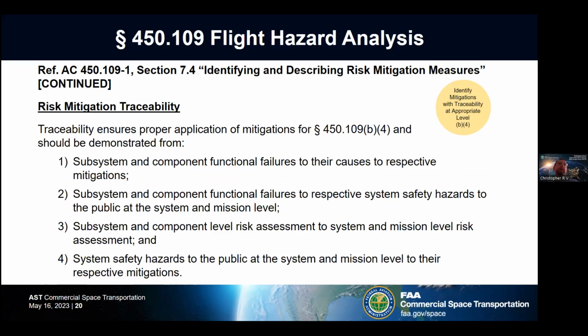Traceability for risk mitigations should be demonstrated from subsystem and component functional failures to their causes to their respective mitigations. Subsystem and component functional failures to respective system safety hazards to the public at the system and mission level. Subsystem and component level risk assessment to system and mission level risk assessment. And system safety hazards to the public at the system and mission level to their respective mitigations.